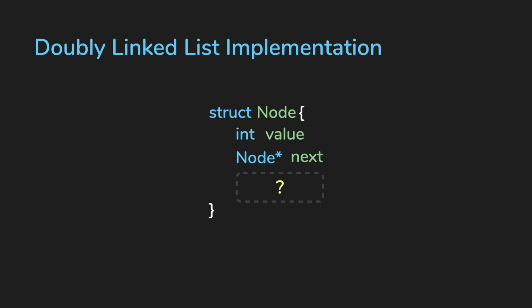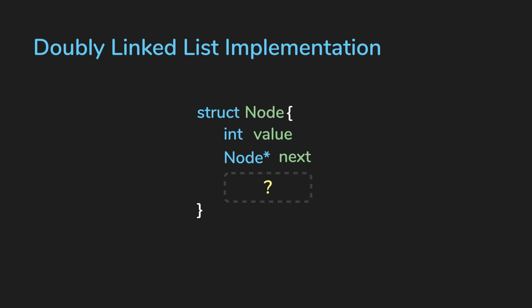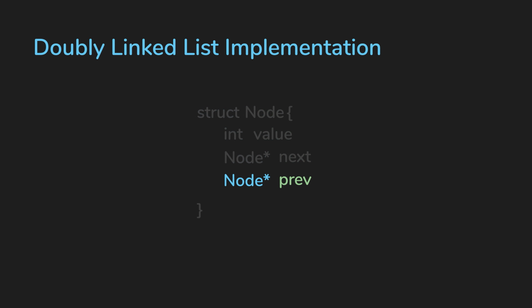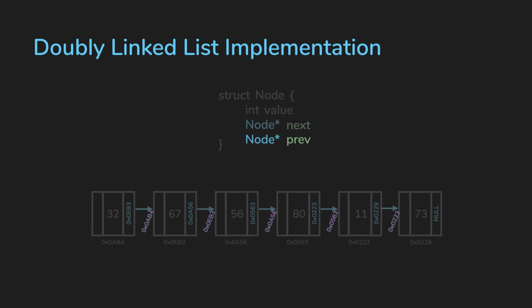So the key here is to augment our node, just like how we augmented our queue to have an extra pointer that points to the tail. We can do the same thing on the node structure. Let's add a pointer to the previous node in addition to our pointer to the next node. So now your augmented node looks like this. And the nodes in the linked list look like this.